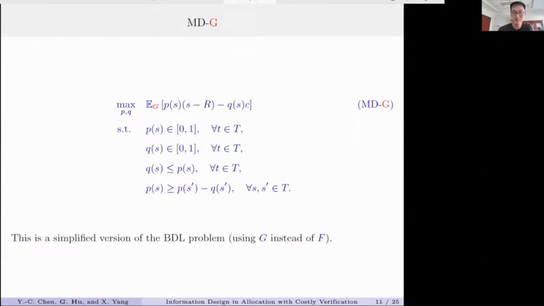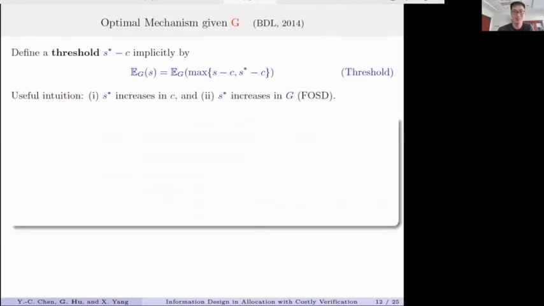This problem is the simplification of BDL's original one because we assume there is only one agent here. And the solution, we can just borrow from the BDL paper. The solution relies on the definition of a threshold. We define a threshold S star minus C implicitly by the equation here. The left-hand side says that calculating the expectation of the signal using the distribution G is the same as using F, because the signal is unbiased.